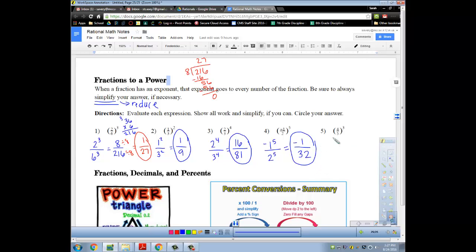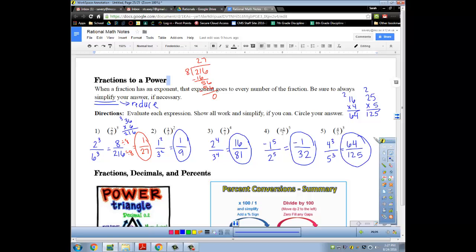And last one, number 5, 4/5 cubed, so 4 cubed over 5 cubed. So 4 times 4 is 16, and then 16 times 4, we have 4, carry the 2, so 64. And then 5 times 5 is 25, and 25 times 5 would give me 125. So 64 over 125.